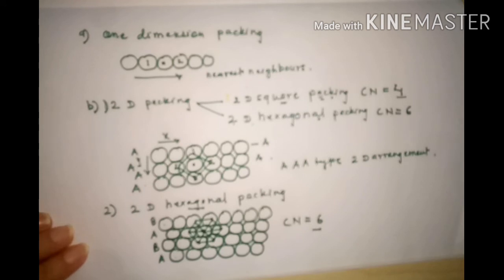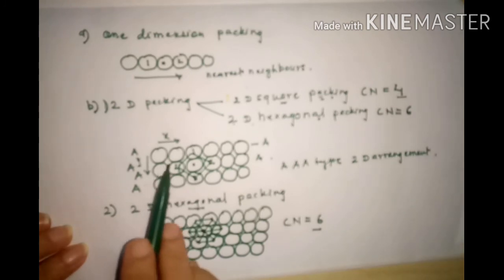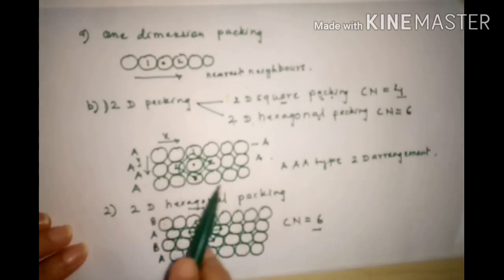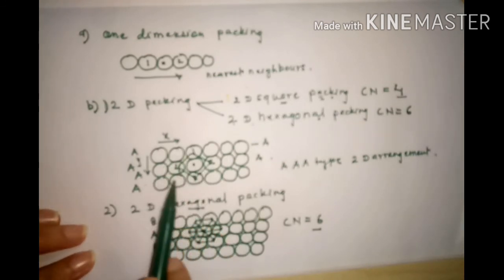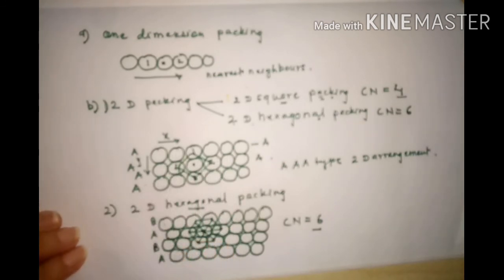Now the free space in square close packing is more than in hexagonal close packing. You can see the free space available here is more than that available in the hexagonal packing. So the packing efficiency here is more, and here the packing efficiency is less. So this is about the 1 dimension and 2 dimension packing.